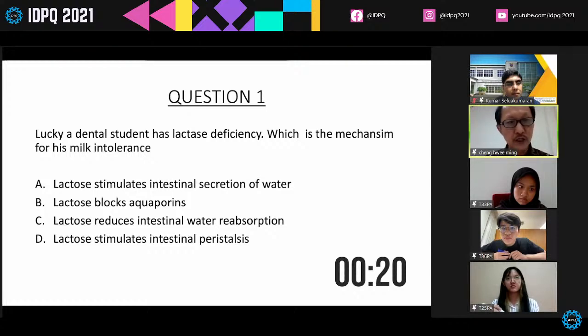Lucky, a dental student, has lactase deficiency. Which is the mechanism for his milk intolerance? Lactose stimulates intestinal secretion of water; lactose blocks aquaporins; lactose reduces intestinal water reabsorption; or lactose stimulates intestinal peristalsis. Your time starts now.